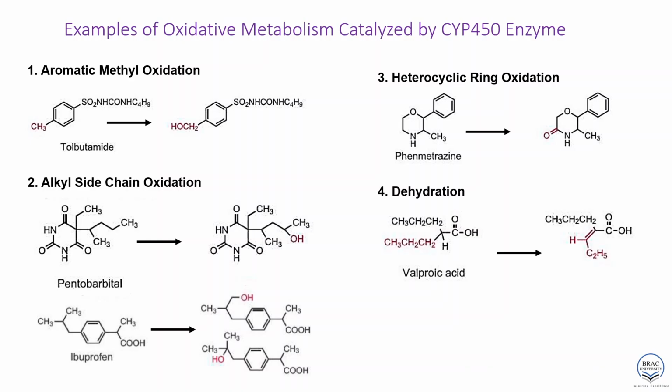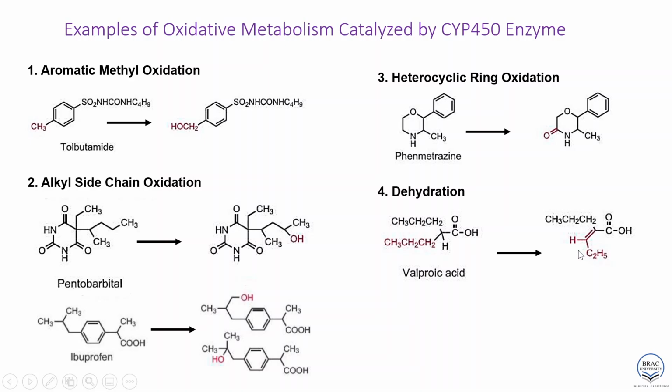The next example is dehydration. In dehydration, a water molecule is removed. In this example, the drug is valproic acid, which is an anti-seizure drug. On this side chain, you can see these 2 hydrogens are removed, and another oxygen is given by the iron of the P450 system. The iron mainly gives the oxygen, but these 2 hydrogens are removed.